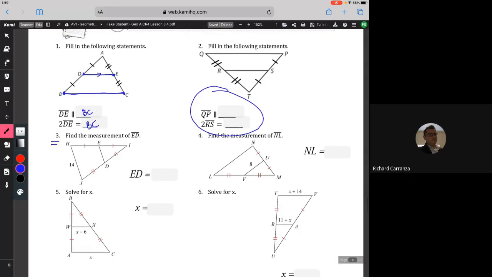Number 3 is saying find the measurement of ED. So watch, if HJ is 14, what do you think ED would be? So that's what we're trying to find. What do you think ED is? They gave you the bottom one, it's 14. Do you think ED is more or less than 14?